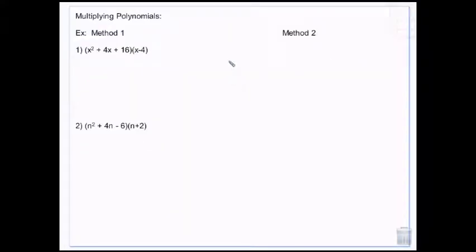We added, we subtracted, we distributed, now we're going to multiply. There are two methods. One is kind of like a FOIL, and the other one is a table. So it's not exactly FOIL because we've got more than a 2 by 2, but it's like FOIL, and then we have method 2, which is a table. And I don't care which one you use, it's a matter of personal preference. I'm going to show you both.